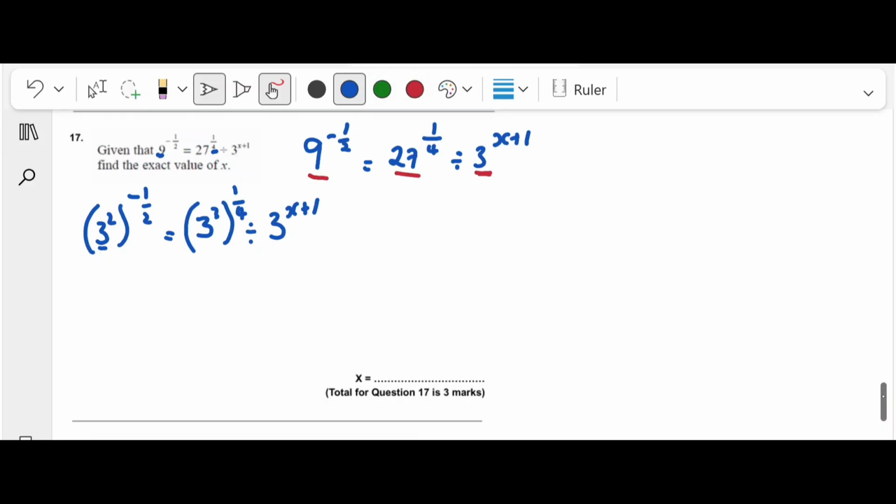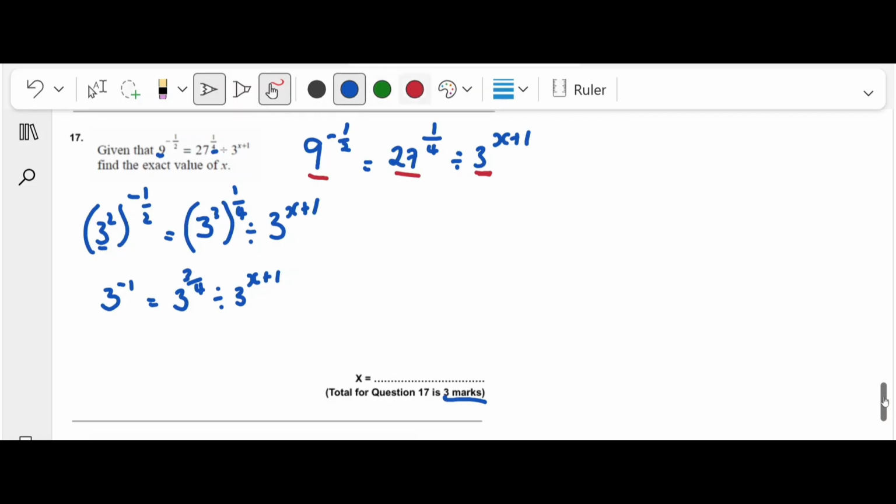Now what I need to do is simplify. This will be where my next mark comes from. So I need to get rid of the brackets. When you've got brackets and you've got indices, the rule is you multiply the indices. So 2 times negative a half. Well, half of 2 is 1, but it's negative, so it'll be negative 1. And then I've got 3 times 1/4, which is 3/4. So 3 to the power of 3/4 divided by 3 to the power of x plus 1. So actually, this question's only worth 3 marks. It might be that you don't get a mark up until this point. Questions like these are sometimes worth more than 3 because there's quite a few steps involved.